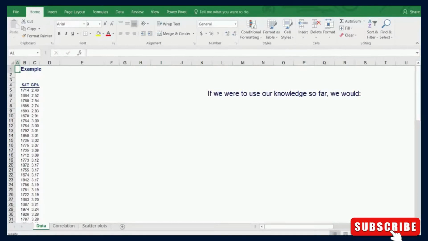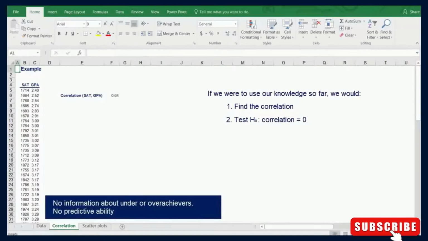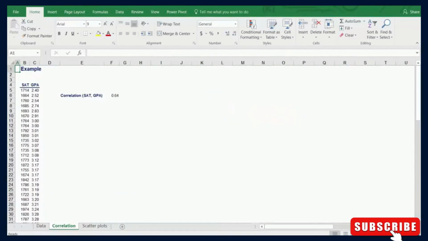The most logical thing would be to see what is the correlation between the two variables, SAT grades and GPA. The sample correlation is 0.64. We could then further test if this correlation is significant by using hypothesis testing, and we would confirm that the two variables are correlated. Then what? These tests did not give us any information about any under or overachievers. We have no predictive ability except for saying the two scores move in the same direction. Well, this is a problem that regression analysis is designed to address. So let's get onto it.